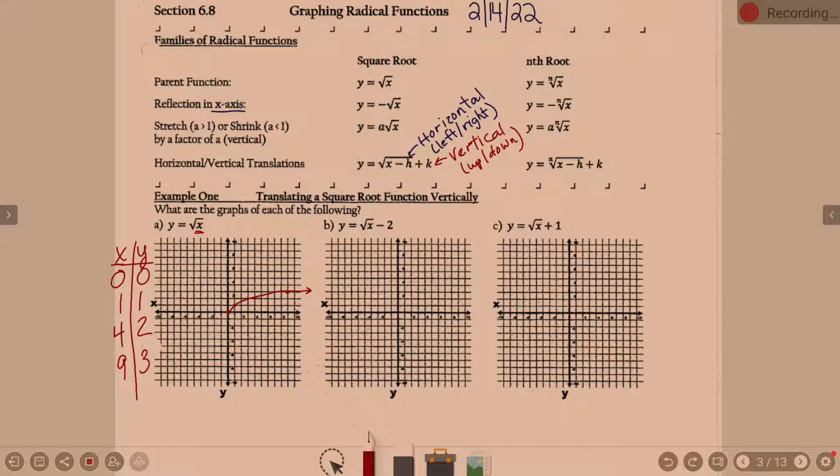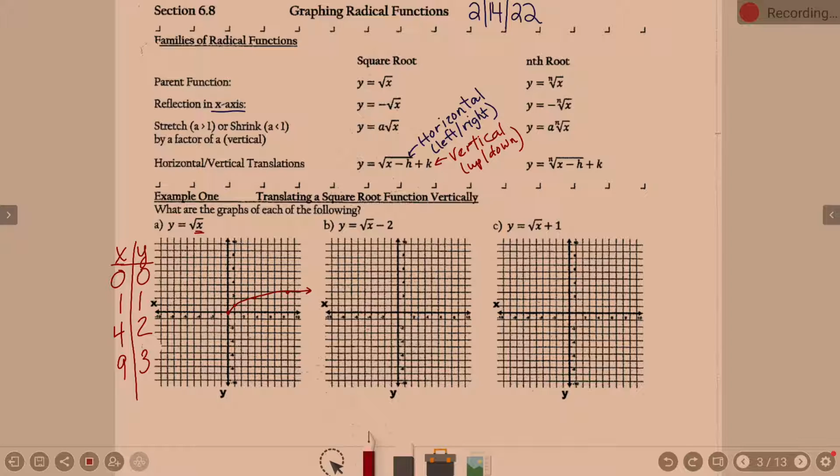Remember how we were finding inverses last week, switching x's and y's? Well, that's the thing. This is the inverse of x squared. So parabola, square root. Okay, we good with A? Sure. That wasn't too bad.